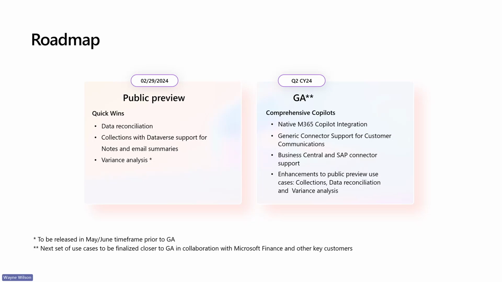Going forward into GA, we will be adding additional capabilities with native M365 Copilot integration. So if you're familiar with how Copilot exists in M365, we'll be bridging and creating a more similar experience between the two, which will be good for the end user. We'll also be adding more generic connector support for customer communications. So that will mean that more end users can take up the offering, connecting the customer communications and Outlook into their ERP. We'll be adding Business Central and SAP connector support. And then we'll be looking at the enhancements to our additional public preview cases.